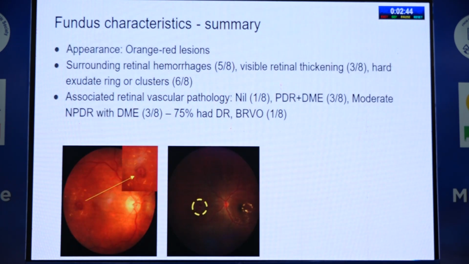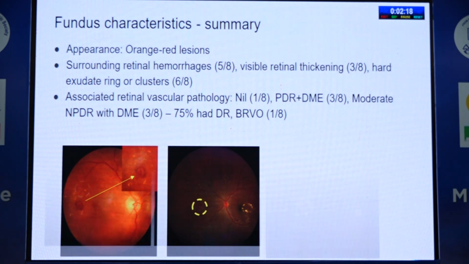All the lesions had an orange-red appearance. They had surrounding retinal hemorrhages in 5 of the patients. Visible retinal thickening was noted in 3, and hard exudate rings or clusters were noted in almost 75% of the patients. Coming to the associated retinal vascular pathology, 1 patient did not have any retinal vascular disease. Almost 75% of the patients, that is 6 patients, had diabetic retinopathy and 1 patient had BRVO.